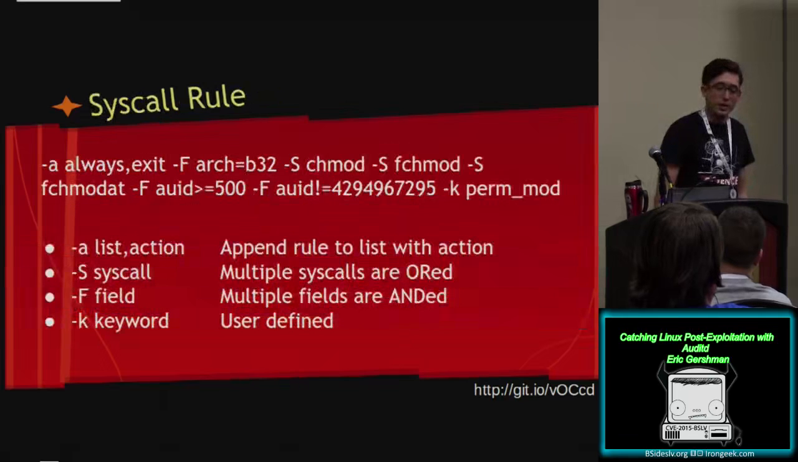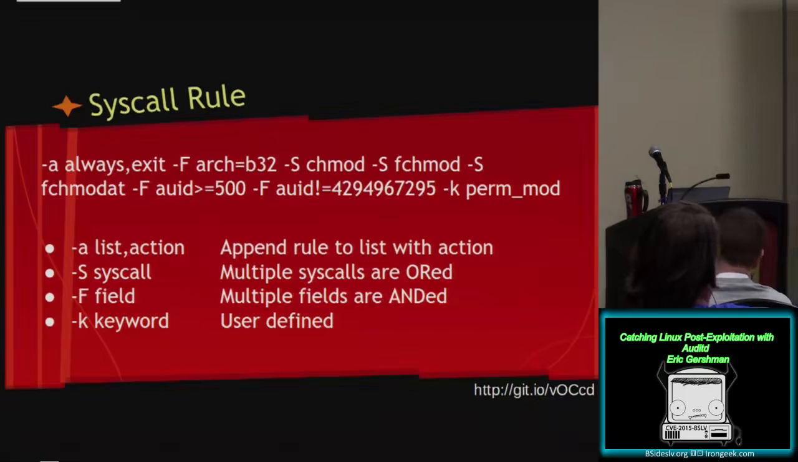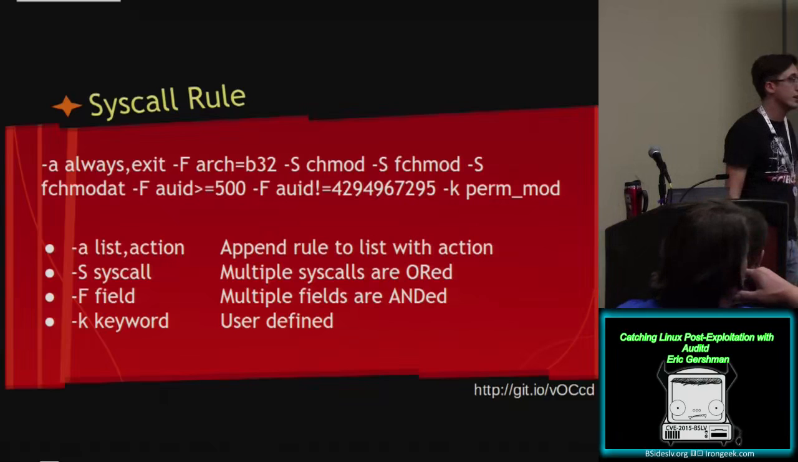Here's a syscall example from the Department of Defense's Security Technical Implementation Guide. So can anybody tell me what this syscall is doing? I'm going to go over the options first. The -a option will add the rule to a list, and then match on an action. There's 2 main actions. There's always and never. So you could say that you want to log an event or you don't want to log an event.